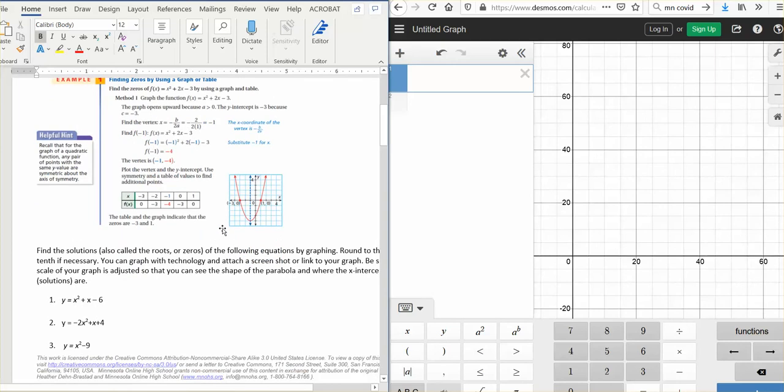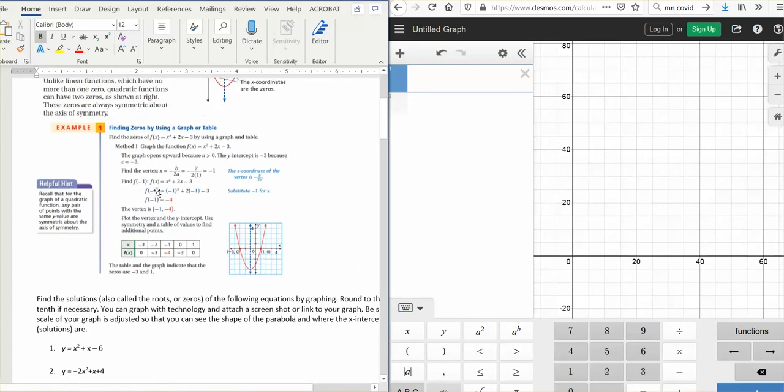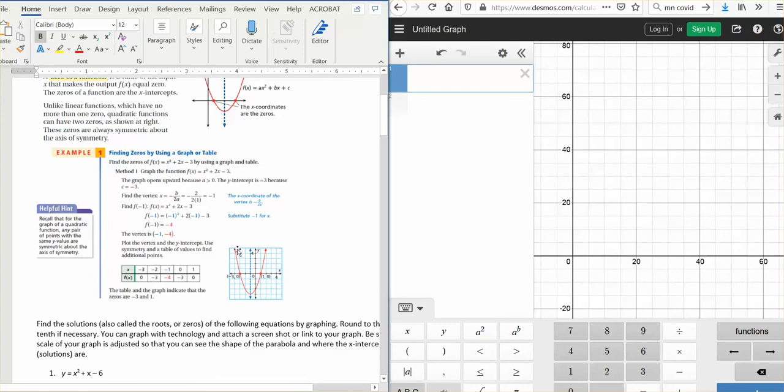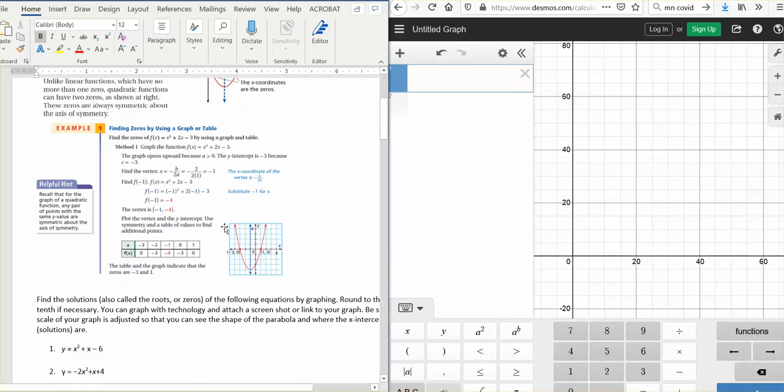So there's an example here that says how to find the zeros. The zeros are where the parabola, which is the name of the shape you get from a quadratic function, crosses the x-axis. The zeros are the x-coordinates of the x-intercepts of the graph, so where it crosses the x-axis. That's when y equals 0, so that's why they're also called the zeros. And they're also called the solutions, so they have lots of names, and they're also called the roots.